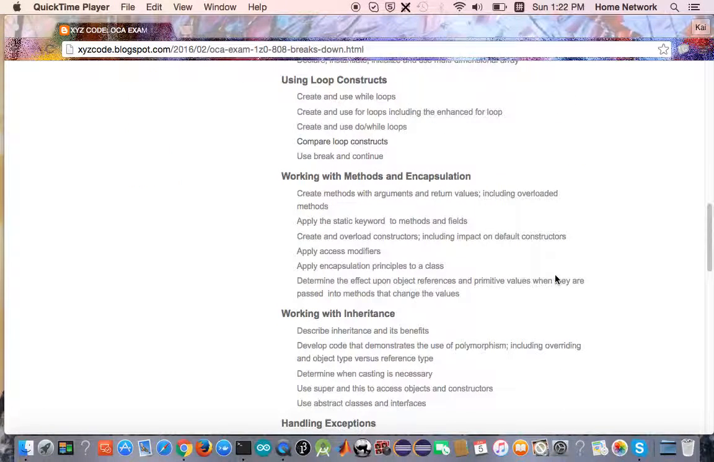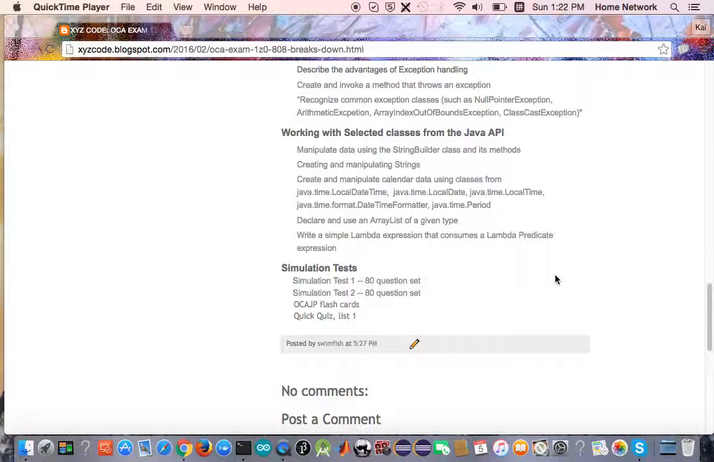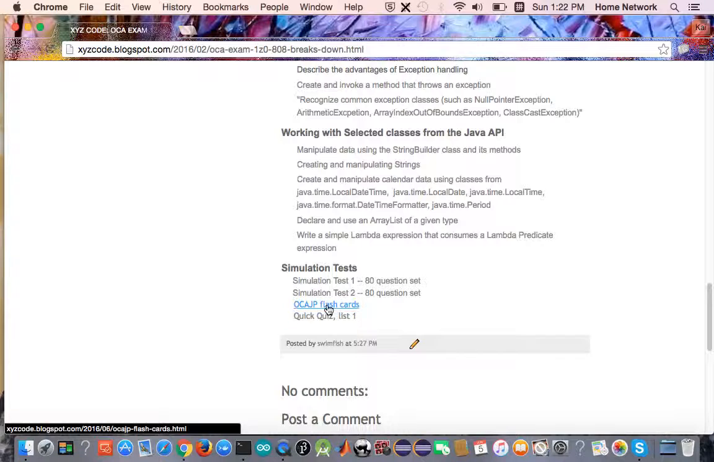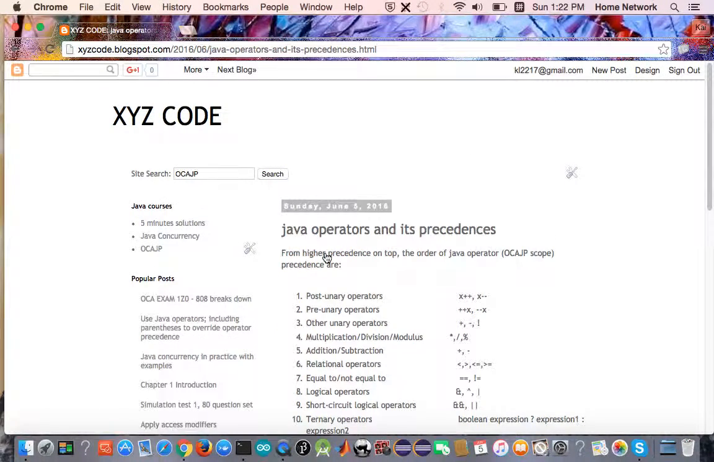Today's topic is about Java operators. Java operators operate on variables and get results. So let's get started. Java operators have different precedence. The highest precedence is given by post-unary operators.